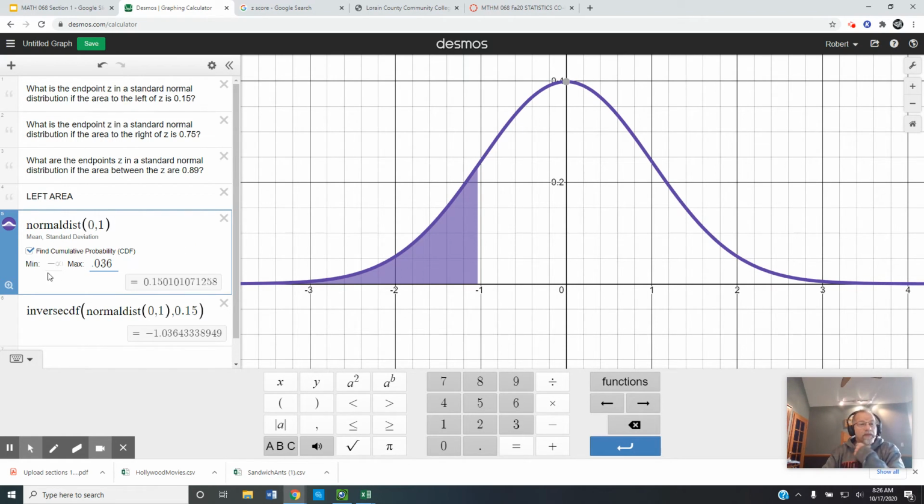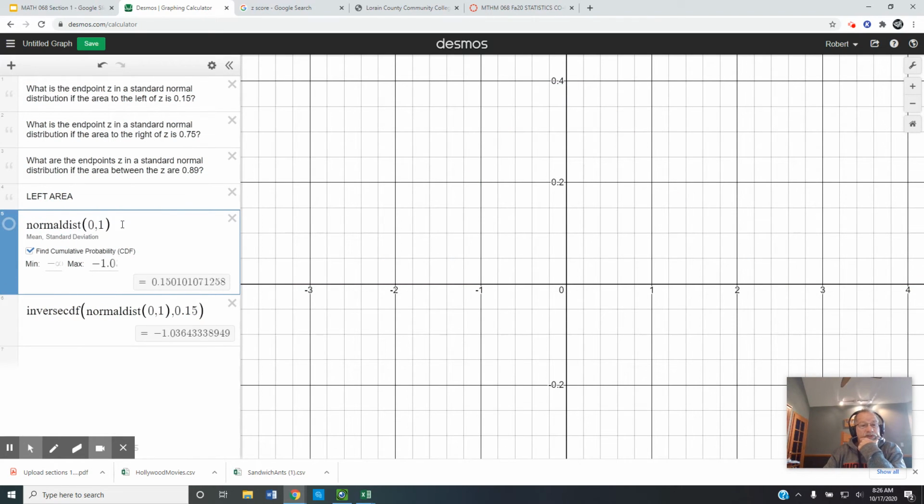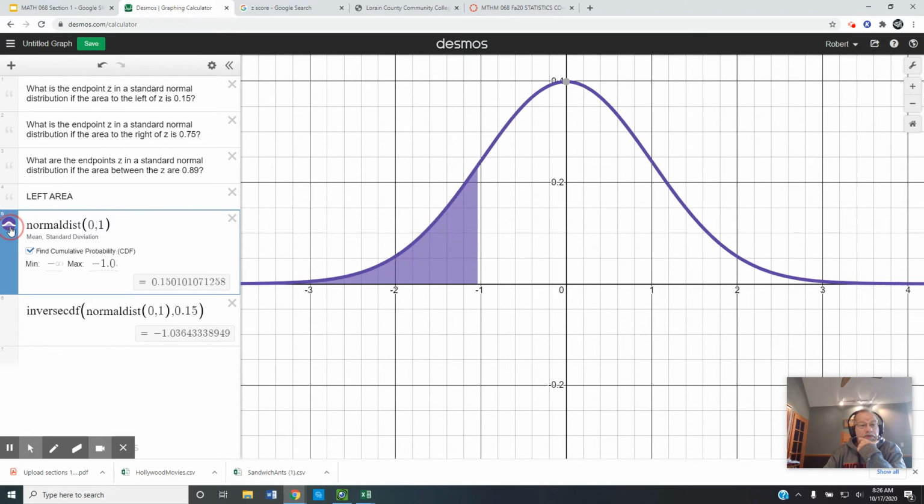Let's try a different one. I'm going to hide both of these. And I'm probably going to use these because I'll just use a little cut and paste. I'm going to leave this one up here. I'm going to get rid of this one right here, the normal CDF. So let's get a new one.